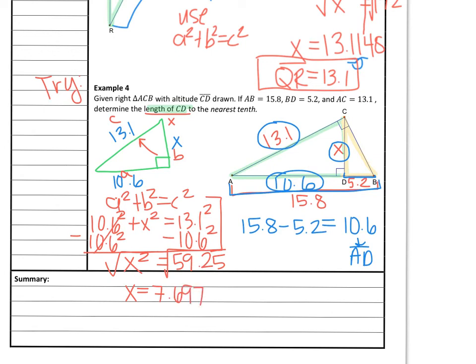7.697. And rounding to the nearest tenth, we're going to look at the 6, which is getting bumped up by the 7 after it. So we're going to get that x is equal to 7.7. And our length of CD, which is our altitude there, CD, we're just going to rewrite it as 7.7. All right, so go ahead and write your conclusion. Try some practice problems.